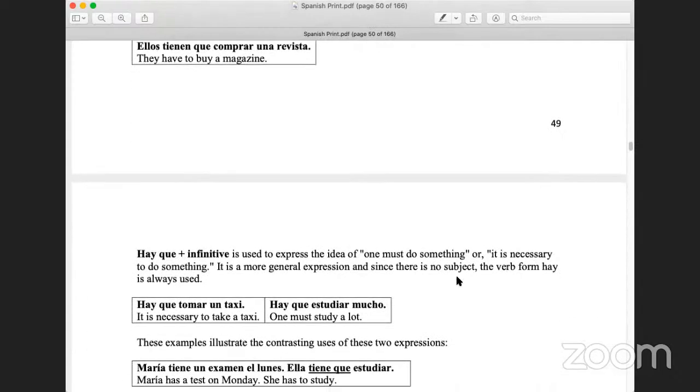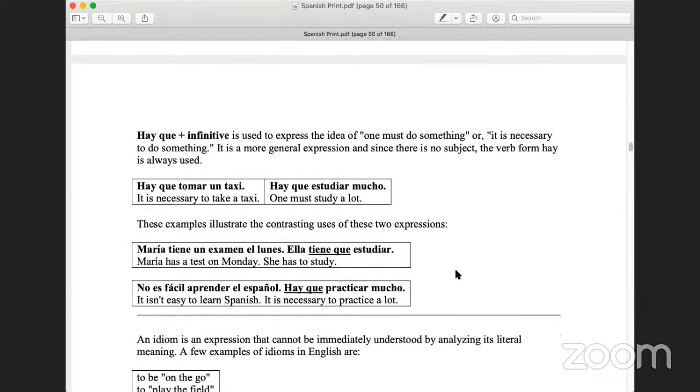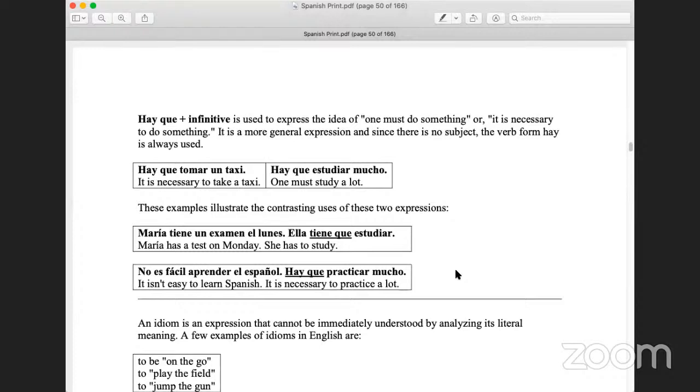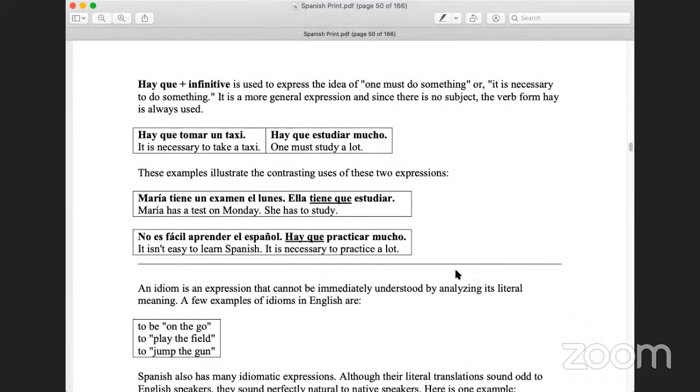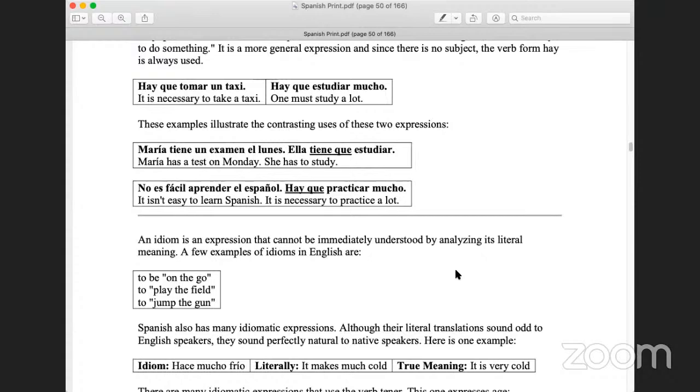All right. Hay que plus infinitive is used to express the idea one must do something, or it is necessary to do something. It is a more general expression, and since there is no subject, the verb form hay is always used. Hay que tomar un taxi. It is necessary to take a taxi. Hay que estudiar mucho. One must study a lot. So hay que could be it is necessary or one must. These examples illustrate the contrasting uses of these two expressions.